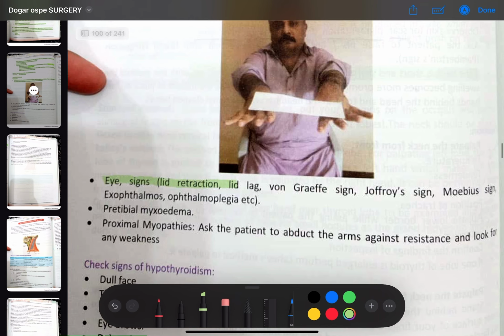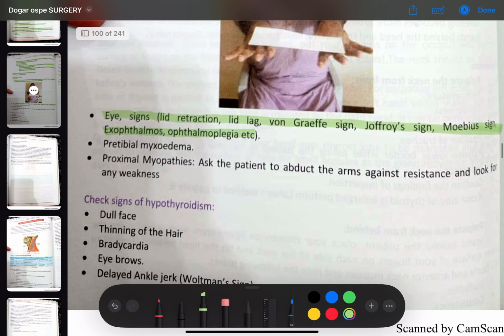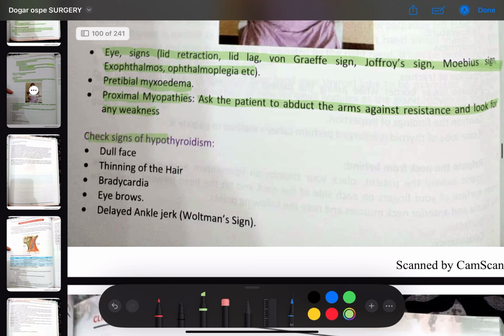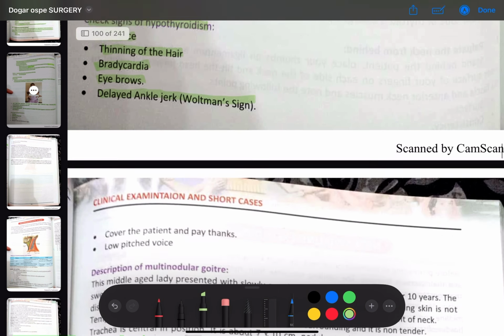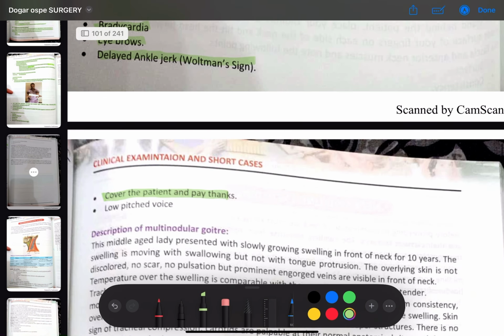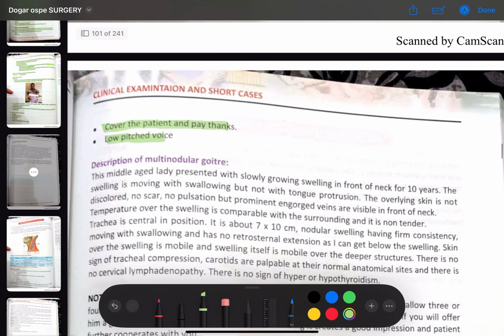Eye signs: lid retraction, lid lag, Joffroy's sign, Moebius sign, exophthalmos and ophthalmoplegia, etc. Pretibial myxedema and proximal myopathy: ask the patient to abduct the arms against resistance and look for any weakness. Check the signs of hypothyroidism, that is dull face, thinning of the hair, bradycardia, thinning of the eyebrows, delayed ankle jerk, that is Woltman's sign, and low pitched voice. Cover the patient and thank them. Okay, so this was the general examination for thyroid.